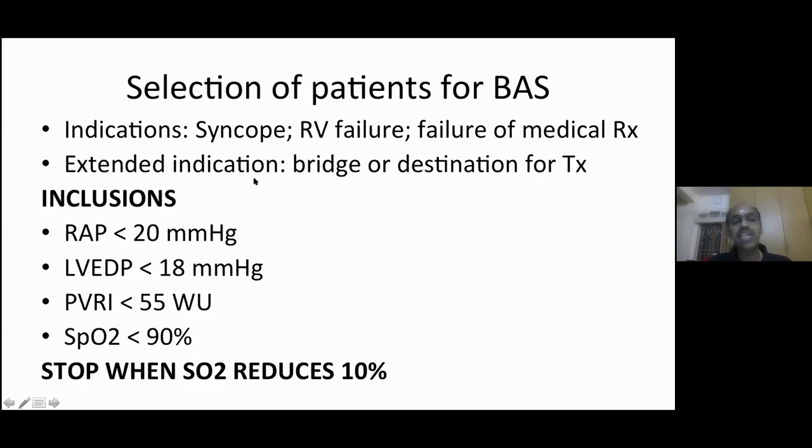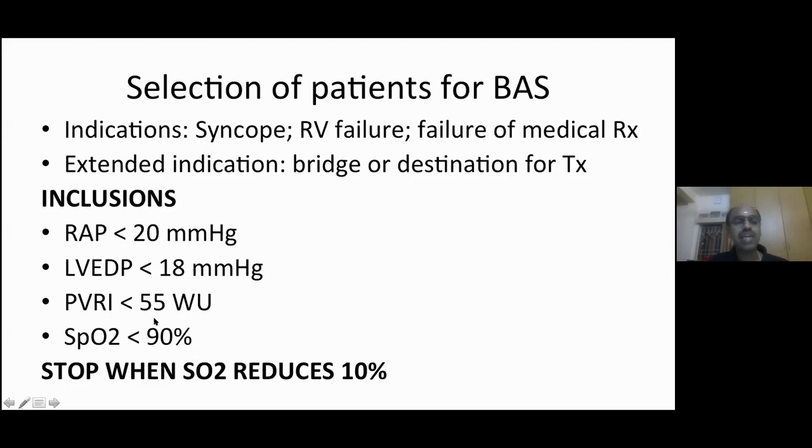And the extended indication will be either a bridge to transplantation or, in places where there is no transplantation, as a destination therapy. The patient should be included only if they satisfy these criteria. If they don't satisfy these criteria, these are exclusions. RA pressure should be less than 20 millimeters of mercury. Left ventricular end diastolic pressure should be less than 18 millimeters of mercury.